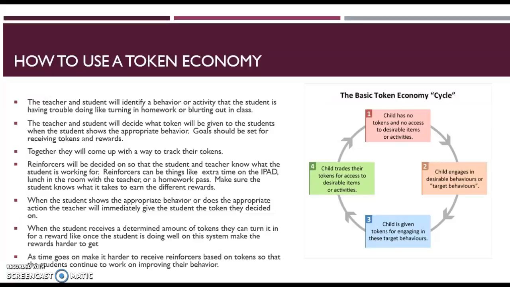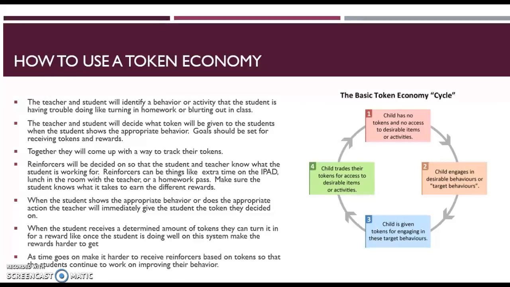Some may be if you earn 5 tokens, you get extra time on the iPad. But others might be if you earn 10 tokens, then you get extra time at recess, or you get to eat lunch with the teacher. So if you have different levels like that, it's important students know what they need in order to get each reward. When the student shows the appropriate behavior or does the appropriate action, they need to be rewarded. They need to be immediately given the token.